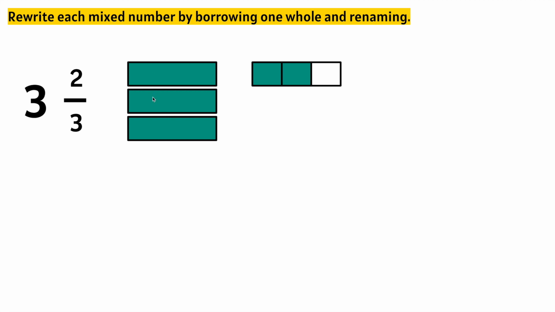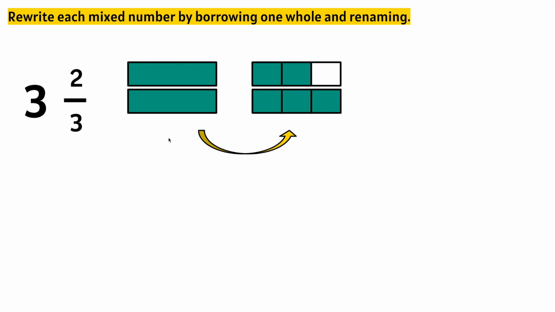So we have 3 wholes. We are going to borrow one of those wholes. We are going to do that by taking this whole and representing it as a fraction. Now, one whole in this case is the same thing as 3/3. One whole and 3/3 means the same thing. So we borrowed one of the wholes and turned it into a fraction format.